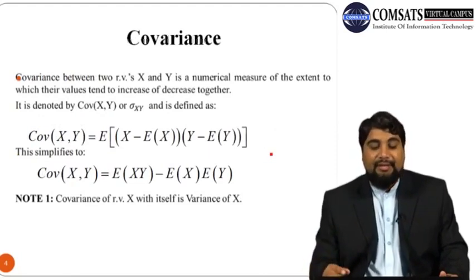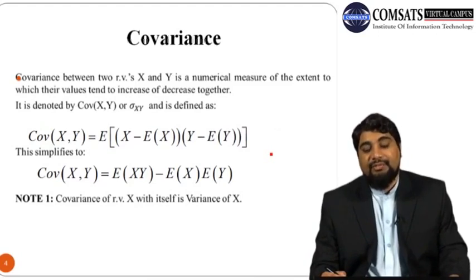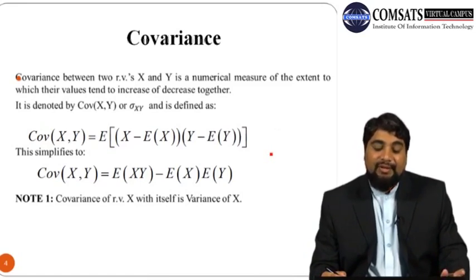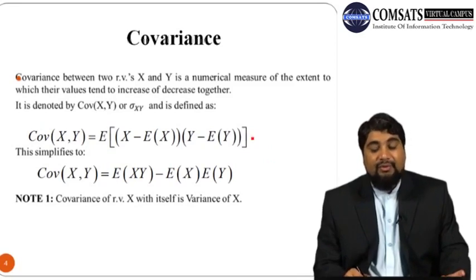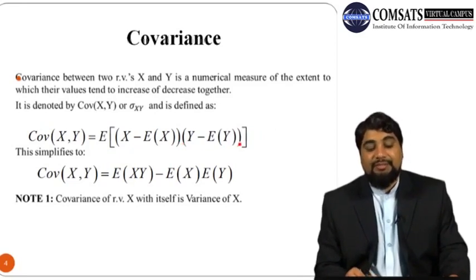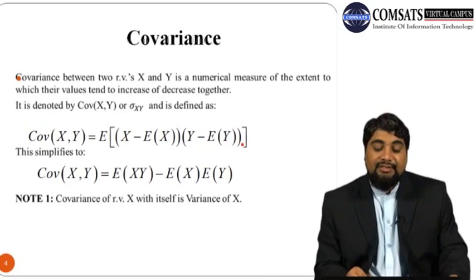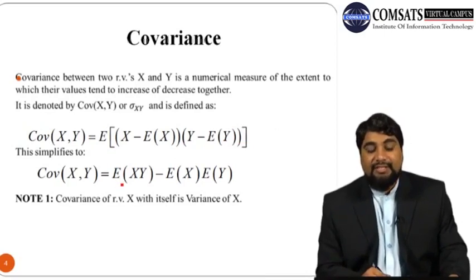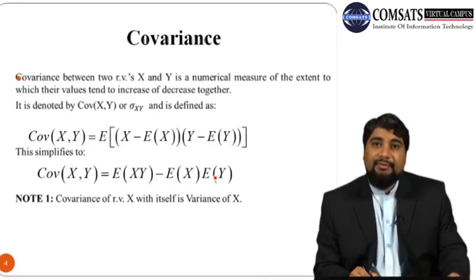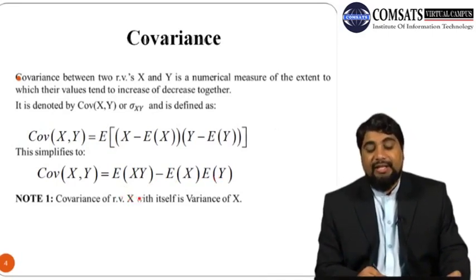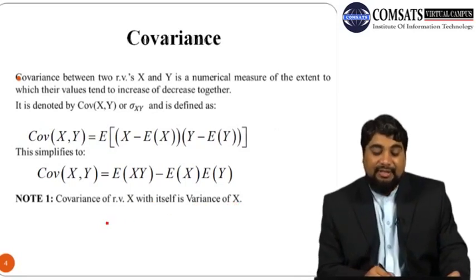So in the last lecture we have defined the covariance between two random variables x, y. It is a numerical measure of the extent to which their values tend to increase or decrease together, and it is given by covariance between x and y is expected value of (x minus Ex) times (y minus Ey), and on simplification this formula becomes covariance between x, y is expected value of xy minus Ex times Ey. And then we discussed that the covariance of random variable x with itself is called the variance.